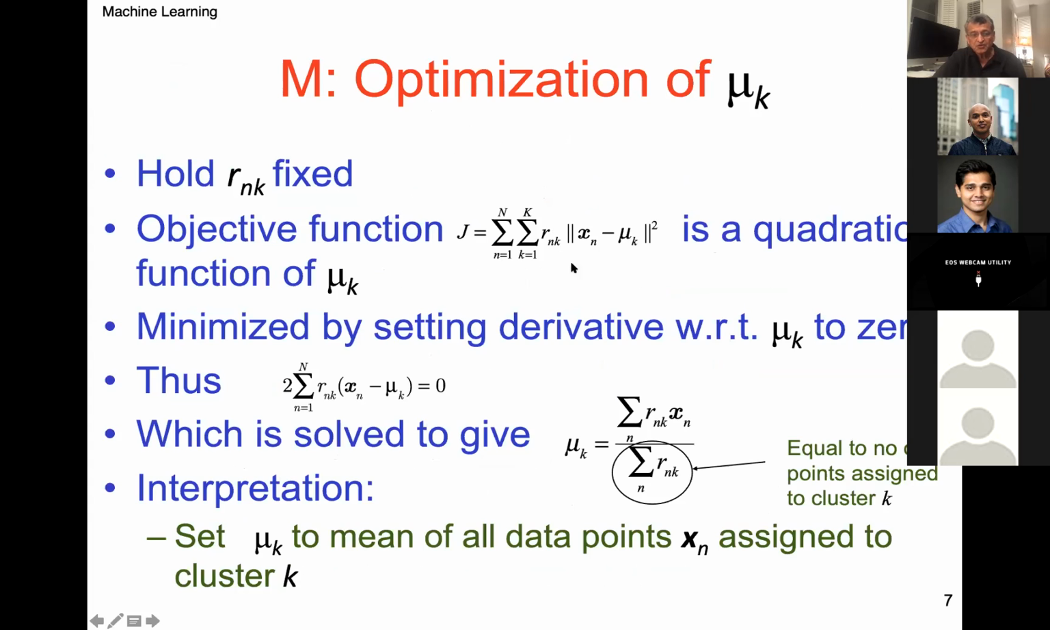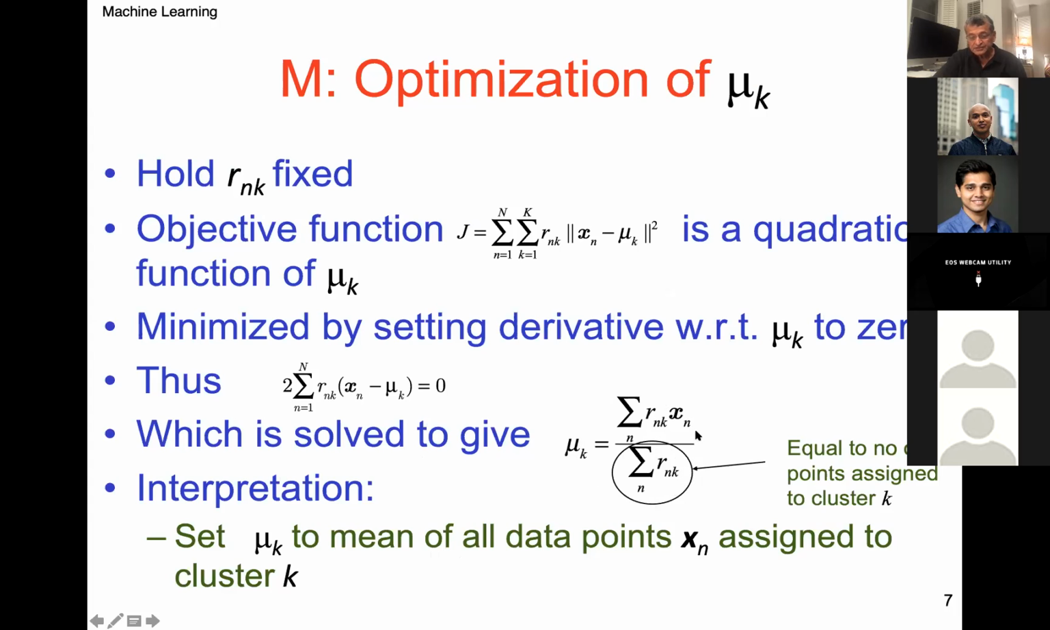Objective function is a quadratic function of mu K, minimized by setting the derivative to 0, right? Optimize, setting the derivative of this quantity with respect to mu K to 0. So if we take the derivative of this with respect to mu K, the 2 goes outside, comes over here, which is solved to give mu K equal to sum of R and K xn divided by this quantity. And what it is saying is, take all the points that you have just assigned to that cluster and find the mean, set mu K to the mean of all data points assigned to that cluster. The summation is simply how many points are in that cluster, that is the denominator.